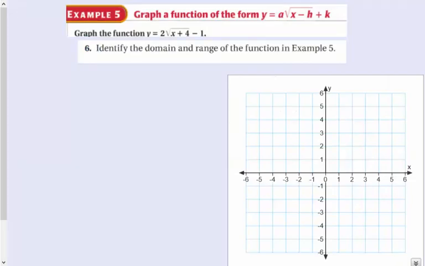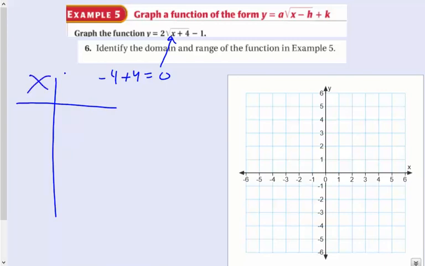So here we put it all together. We have a vertical stretch, a horizontal translation, and a vertical translation. This one's got a lot. It's got everything but a reflection. So the value that makes this part equal to 0 is -4, because -4 plus 4 equals 0. So when I make my table, x, y, I'm going to start with -4. So -4 plus 4 is 0, 0 times 2 is 0, 0 minus 1 is -1.